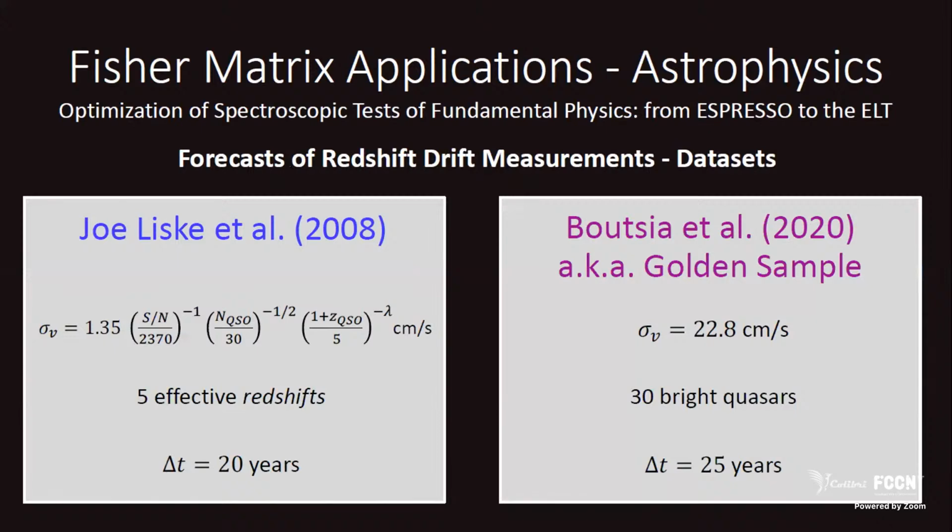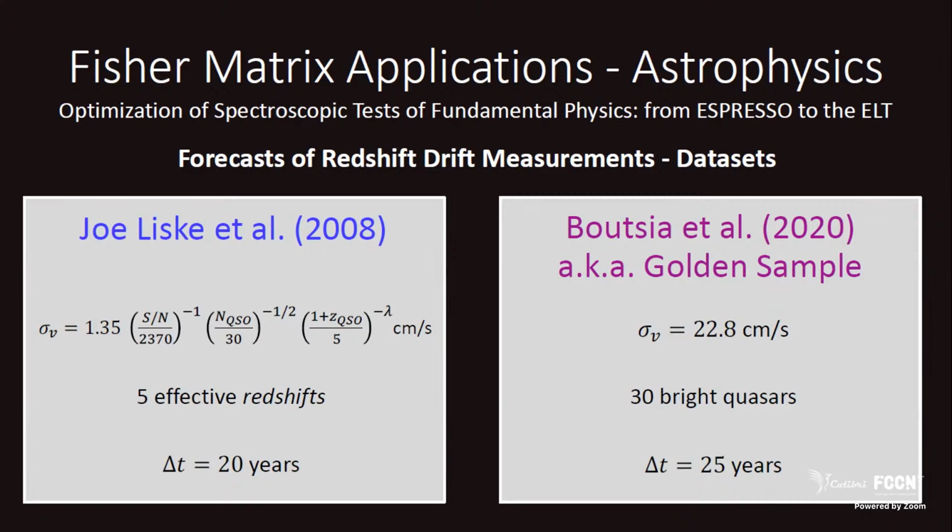So right now I can present to you the two datasets that I used for the redshift drift measurements, the Liske approach and the golden sample. The Liske approach is just an approach for the uncertainty of the spectroscopic velocity. I don't remember the first name. Spectroscopic velocity, sorry. So we assume 5 different effective redshifts in a time span of 20 years.